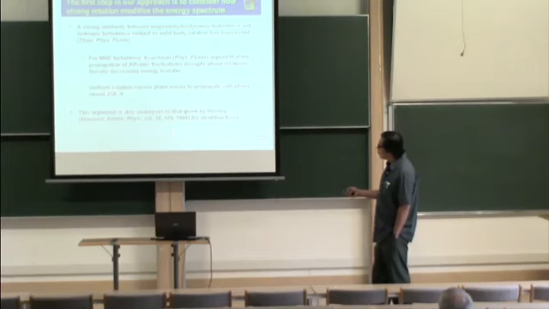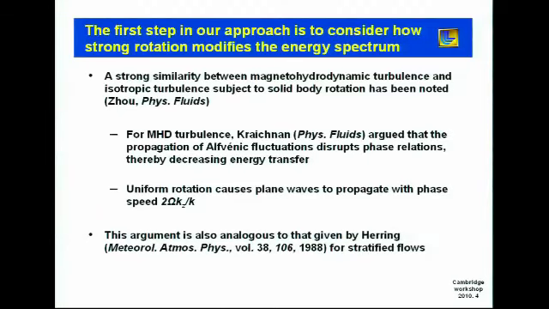And we can easily draw the parallel when you have a strong rotation. The rotation will cause a plane wave to propagate with a phase speed of twice omega, where omega is the rotation rate, normalized by k, where k is the wave number. So you can also make this kind of argument for stratified flows and obtain similar results.